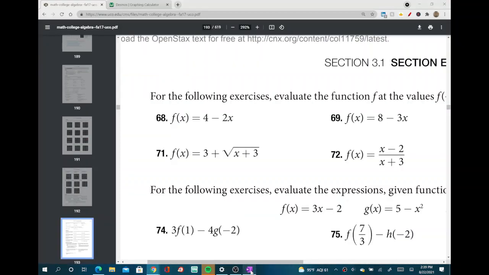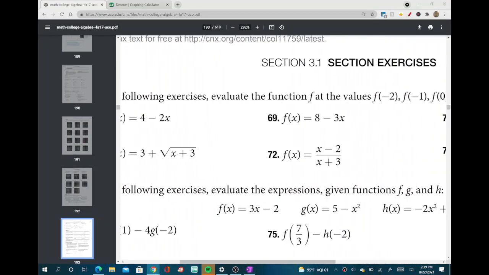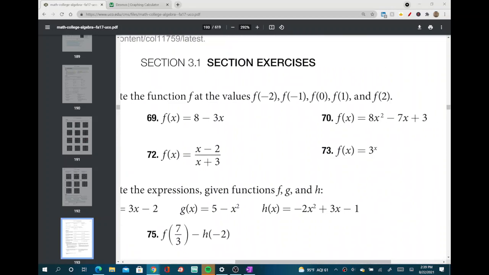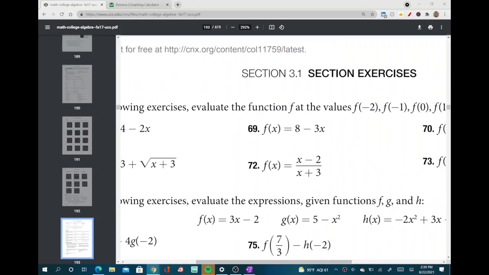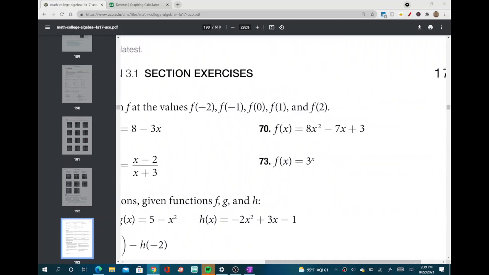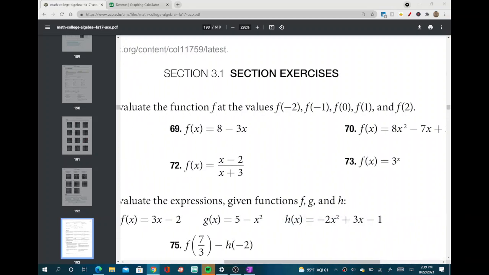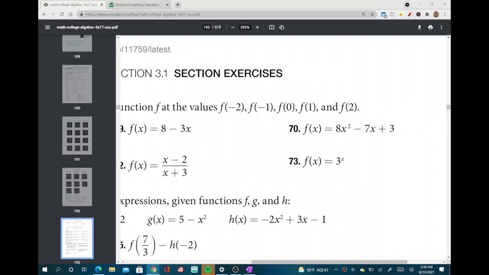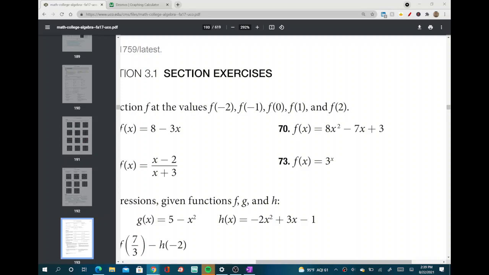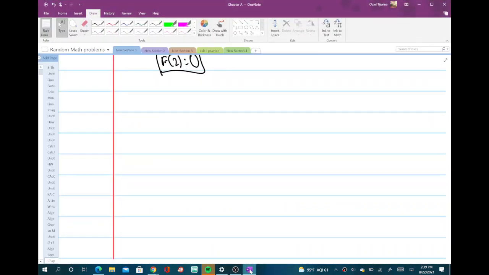So let's look at the next one, number 69. Number 69 is kind of similar to what we were already doing, so I'm going to skip that one because it's a linear function. Now, what about number 70? If anybody has any questions about the linear one, you can let me know and I can do another example in my shorts section. But the linear ones are probably the easiest ones. Okay, so number 70 is 8x squared minus 7x plus 3. So we're going to go ahead and do that.